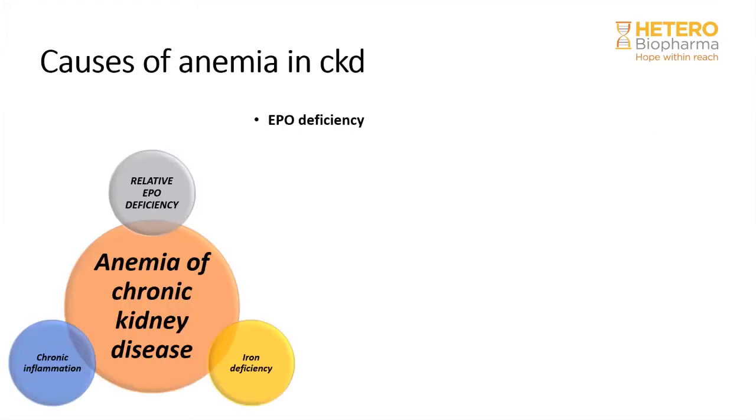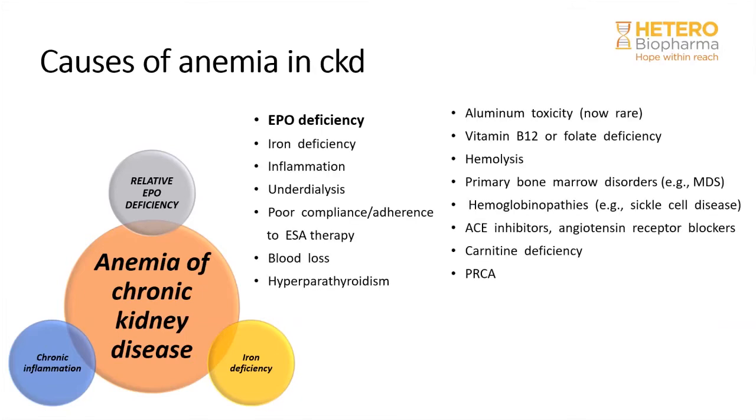When we look at anemia, we all know that it is the relative EPO deficiency in chronic kidney disease which makes EPO the epicenter of the anemia of chronic kidney disease. But what are the other causes? This is one of the most comprehensive lists, I would say, which includes, next after EPO, iron deficiency, then chronic inflammation.